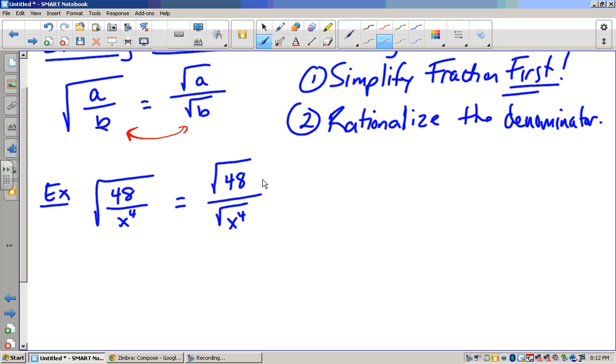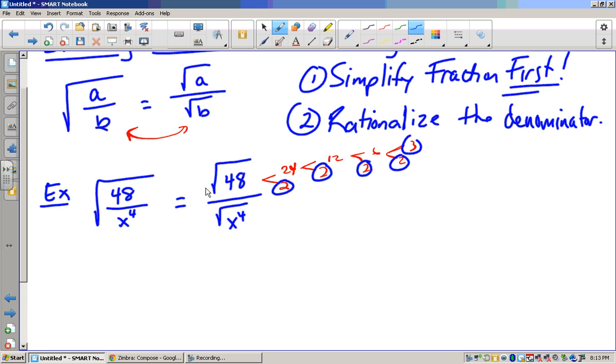So let's start with 48. Let's make our little factor tree here. So 48 is 2 and 24. Oh, 2 is a prime number, so I'm going to circle it. 24 is 2 and 12. Oh, 2 is a prime, so I'm going to circle that as well. 12 is 2 and 6. Oh, there's another 2. And 6 is 2 and 3. And those guys are prime as well.